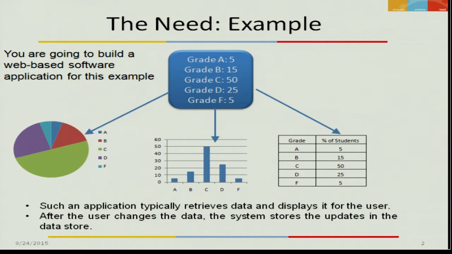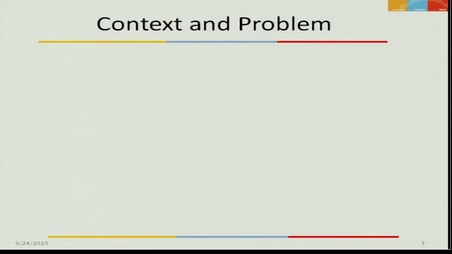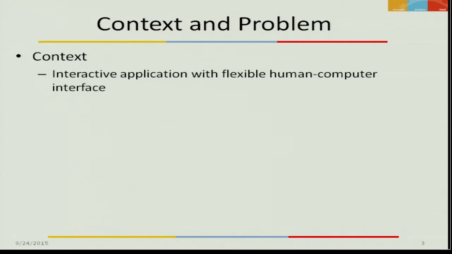However, in a general scenario, in this example of course it just shows it to the user, but there might be a scenario, and that's quite a common one, where the user sees the data and changes the data. Then the system goes back and stores the updated data in the data store. So it's going to be a two-way communication. So let us look at the context and the problem. The context here is that the interactive application will have a flexible human computer interface.